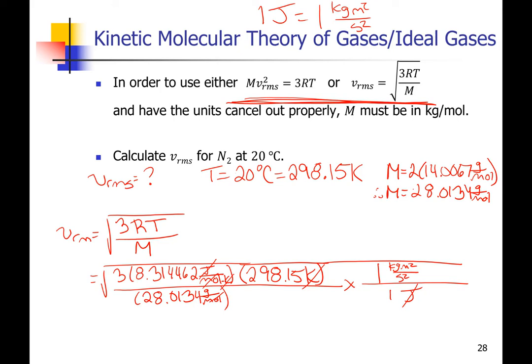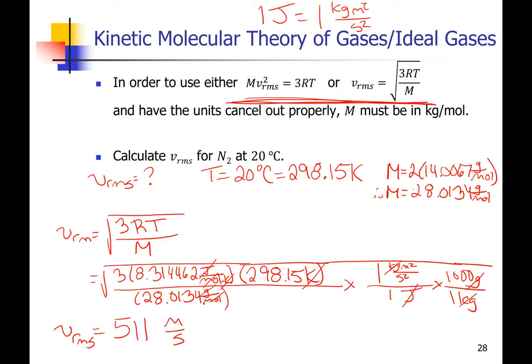And now my joules will cancel, but grams and kilograms don't cancel. This is why I said it would be easier to just convert your molar mass to kilograms per mole in the first place. But if you forgot to do that, you can do so now, simply by recognizing that there are 1,000 grams in 1 kilogram. And so the grams cancel and the kilograms cancel, and I'm now left with units of square root of meters squared per second squared, or meters per second. Put the other numbers into the calculator, and we should get a final answer of 511 meters per second as the root mean squared speed for molecules of nitrogen at 20 degrees Celsius.